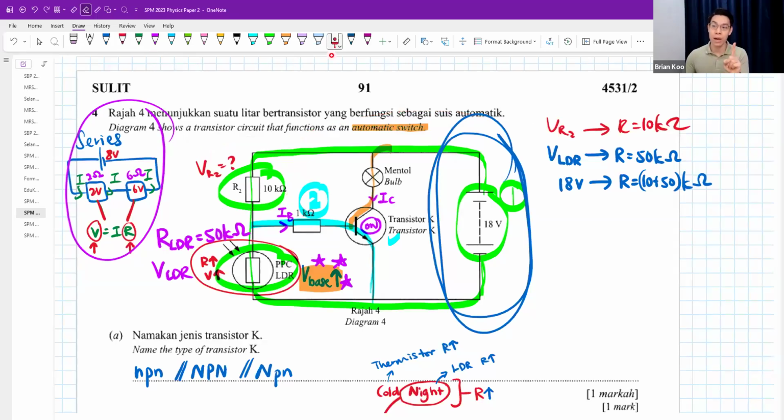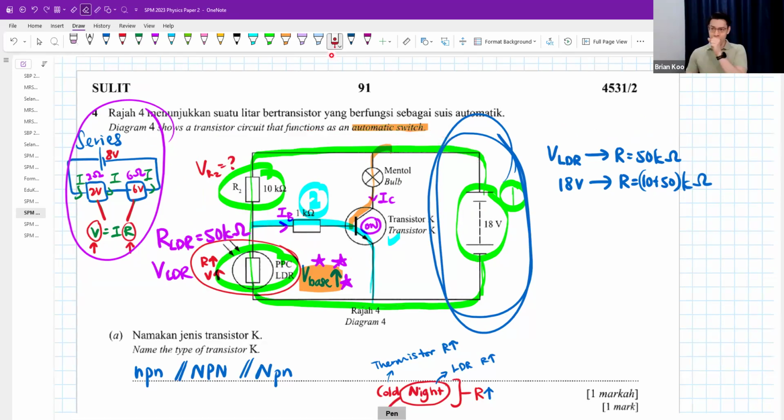Guys, remember, number 1, you can write the ratio for V and R here, on top: what is the V, what is the R? Number 2, you can write the ratio of the V and the R for the thing at the bottom. Or number 3, you write the V and the R for the total voltage and total resistance. Total voltage is 18. Total resistance, you just add up all together. In a series circuit, the resistance you just plus. Ignore the transistor. Just focus on the green color part.